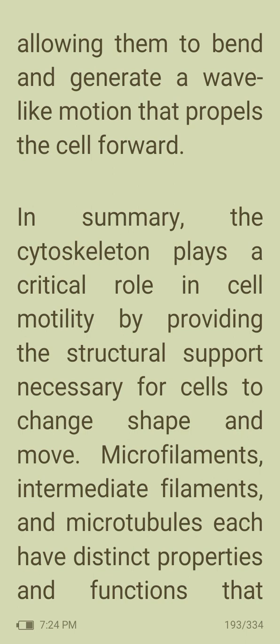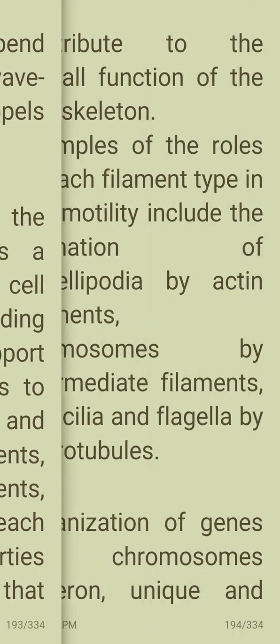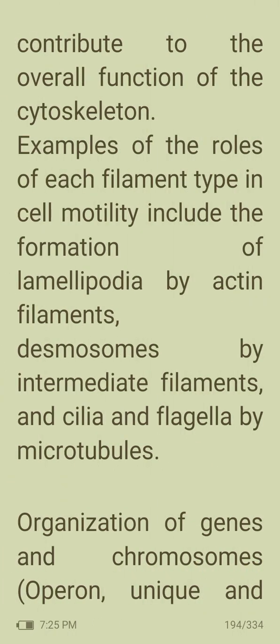In summary, the cytoskeleton plays a critical role in cell motility by providing the structural support necessary for cells to change shape and move. Microfilaments, intermediate filaments, and microtubules each have distinct properties and functions that contribute to the overall function of the cytoskeleton. Examples of the roles of each filament type in cell motility include the formation of lamellipodia by actin filaments, desmosomes by intermediate filaments, and cilia and flagella by microtubules.